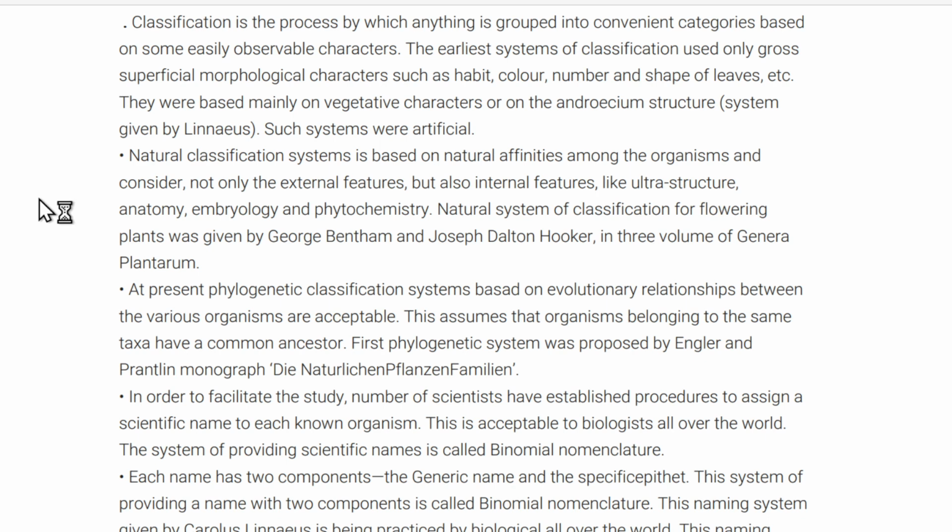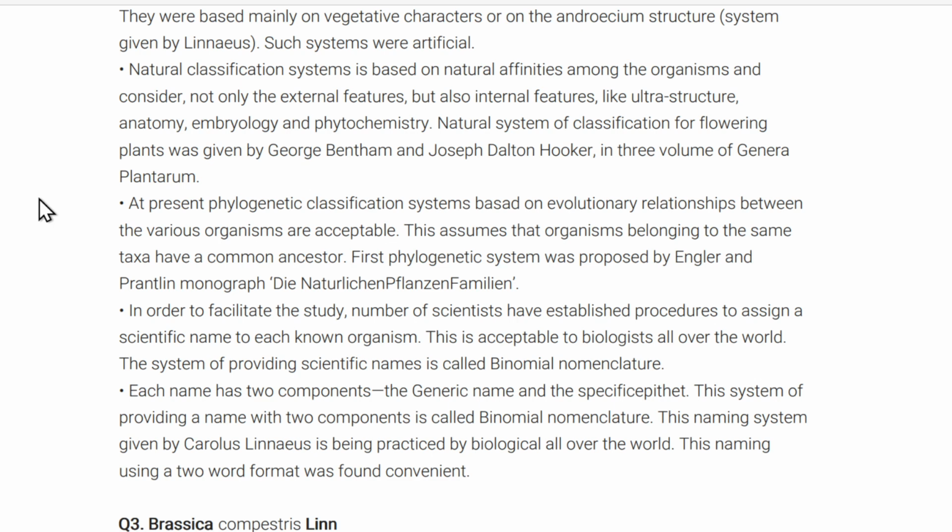A natural system of classification for flowering plants was given by George Bentham and Joseph Dalton Hooker in three volumes of Genera Plantarum. At present, phylogenetic classification systems based on evolutionary relationships between the various organisms are acceptable. This assumes that organisms belonging to the same taxa have the same ancestor.